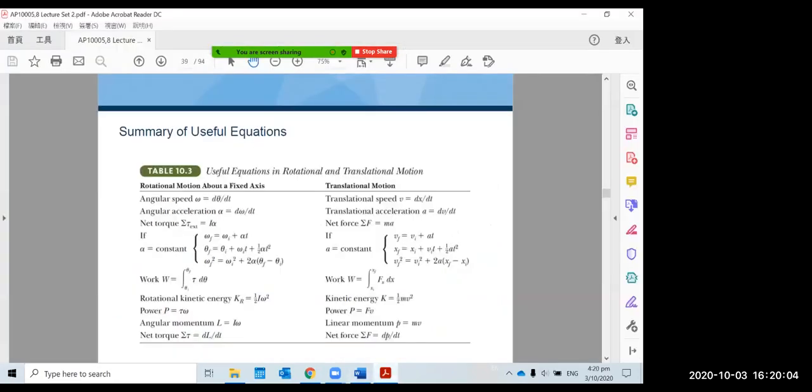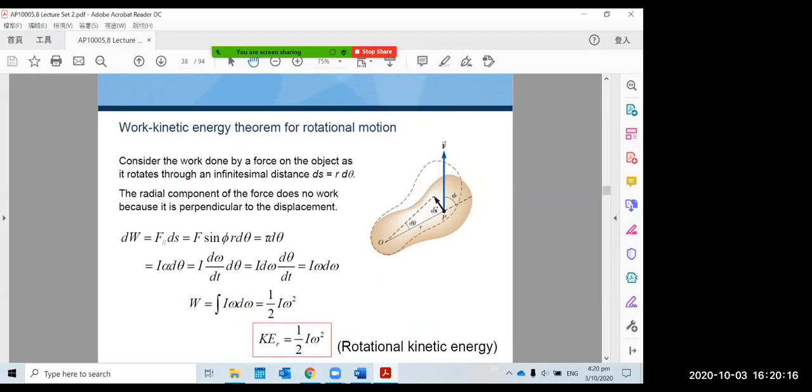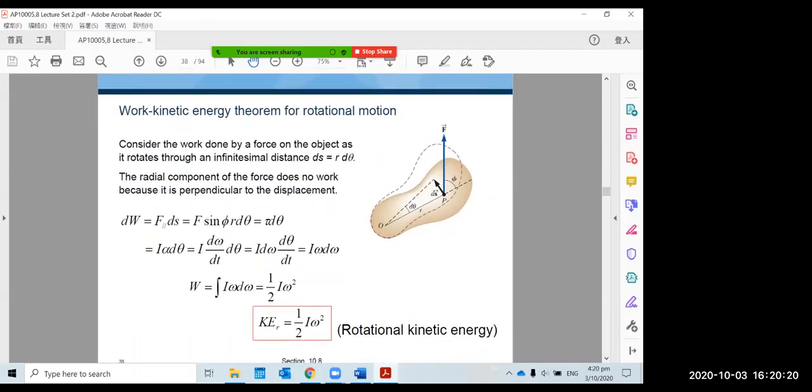Now, let's try to quickly go through the last topic I would like to discuss about, and that is the concept of the work done. The idea of the work done in the case of a rotational motion is once again very, very similar to the case of the work done in the linear motion.